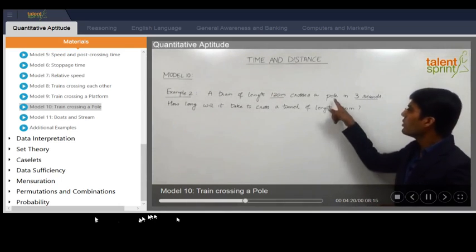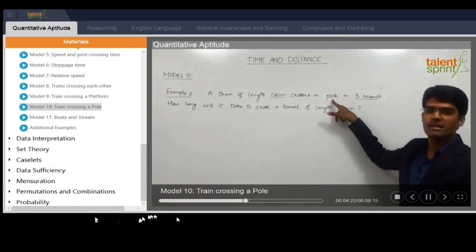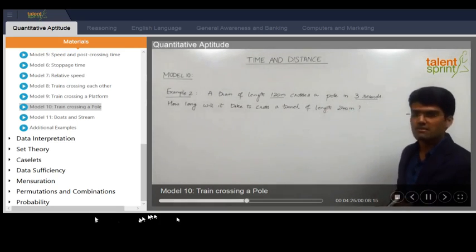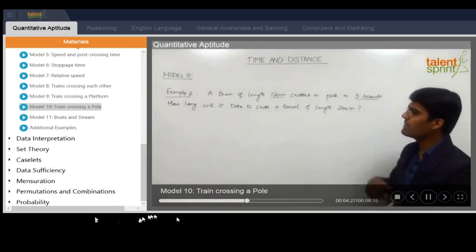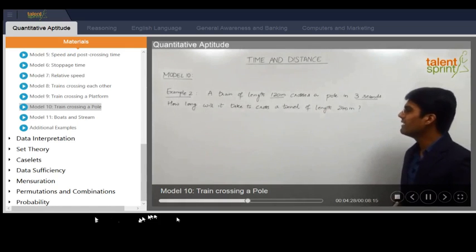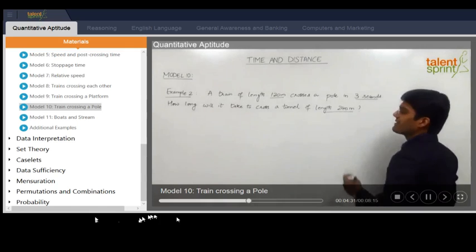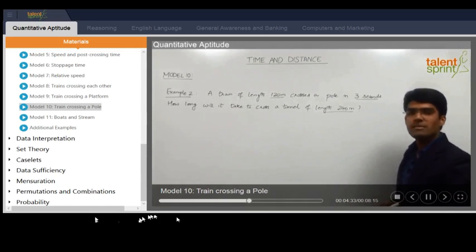Let me remind you, a pole here is nothing but a stationary object, speed is 0 and length is also 0. So how long will the same train take to cross a tunnel of length 240 meters? So the tunnel of length 240 meters has to be crossed and we need to find out the time taken by this train to cross it.